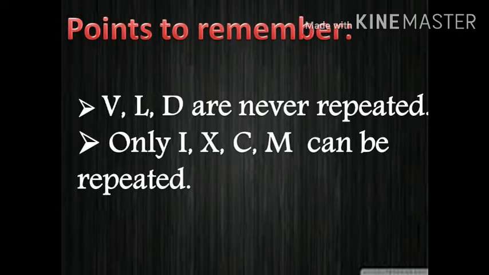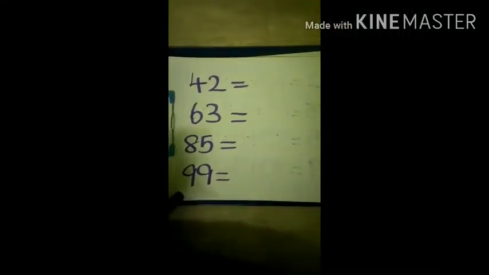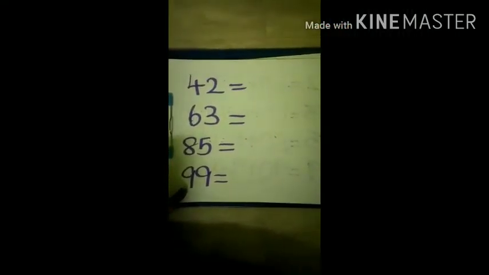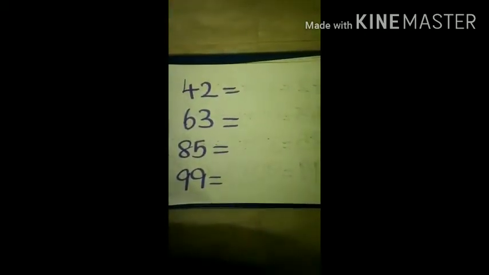Points to remember while writing Roman numerals. First one, V, L and D can never be repeated. Second, only I, X, C, M can be repeated, but these Roman numerals can be repeated only 3 times. Here we are going to convert Hindu-Arabic numerals to Roman numerals. Let us see one by one.